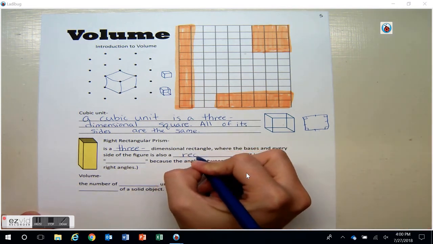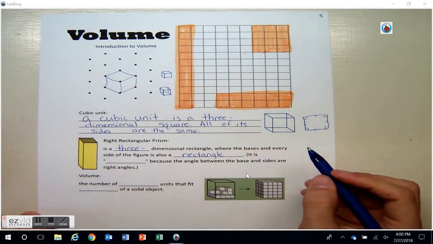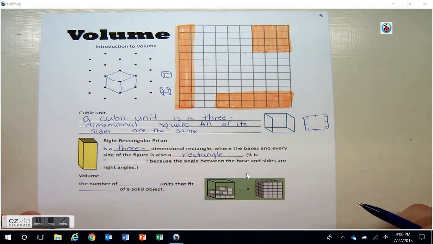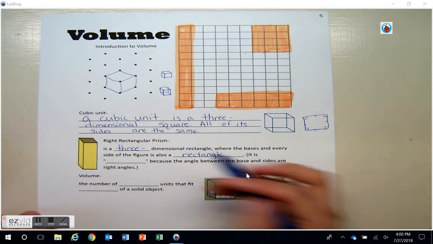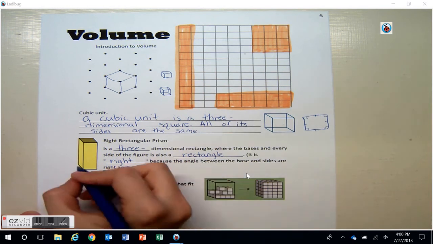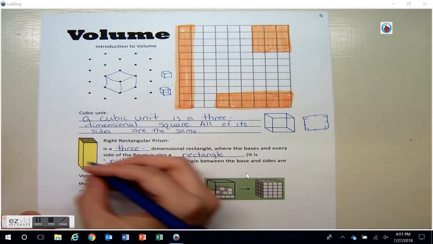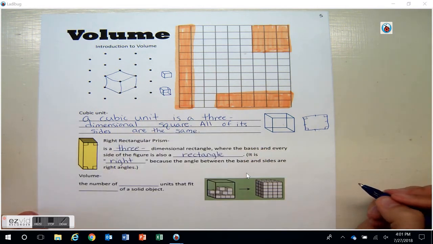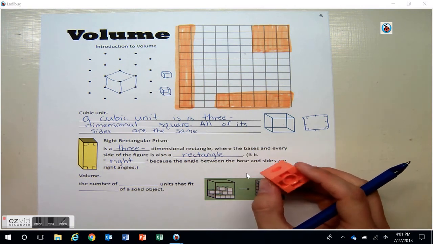Notice here we have a rectangle, here's a rectangle, this is a rectangle. All the sides of this rectangular prism are rectangles. It is considered a right rectangular prism because the angle between the base and its sides are all right angles. Every single one of them. So now that you know what a right rectangular prism is, remember all the sides would be rectangles, you can use your 24 cubes and create a right rectangular prism. Go ahead and pause the video now.